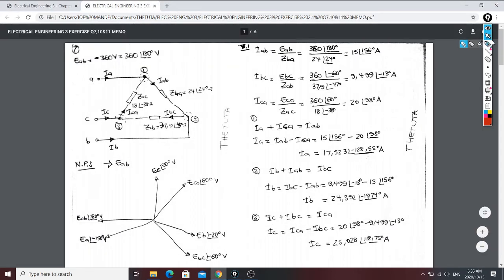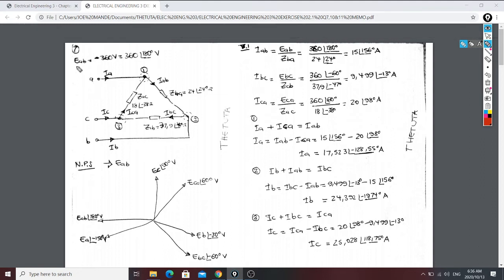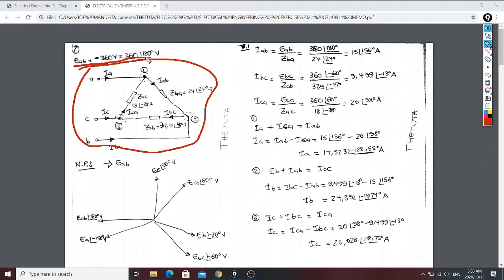The first thing, you start by drawing your delta load configuration. So this is our load configuration. The given voltage was minus 360, which is going to be 360 at the angle of 180. The sequence is negative phase sequence. Already the reference is going to be EAB. Okay. So if our reference is EAB, now you know how to draw your phase sequence. You can draw it, and then you start by looking for your IAB. You look for your BC, you look for your CA.